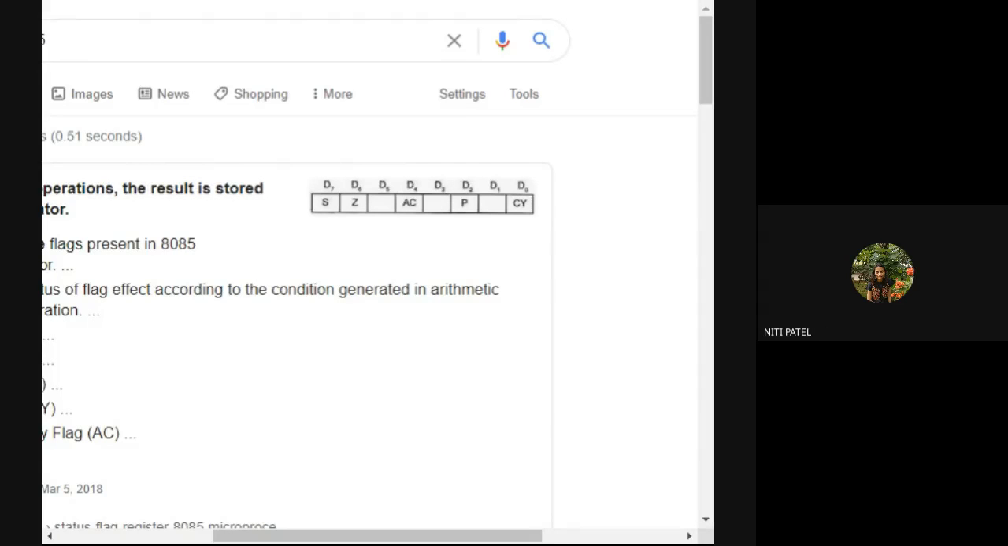Whenever any of this value affects, at that time it is set to 1. If it is not affecting, it is set to 0. Is this clear? Yes, sir.